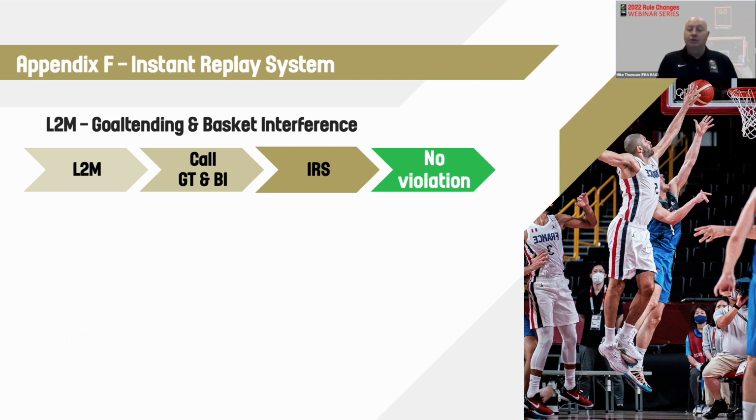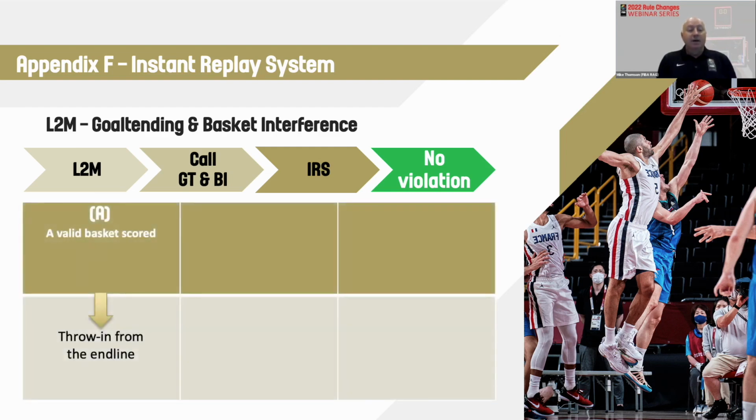The referees determine that they're uncertain if the call was correct, so they decide to go to the IRS. If they go to the IRS and determine that there was no violation, we have three possibilities. If a valid basket was scored, in any case, the goal shall count, and Team B will have a throw-in from the end line.